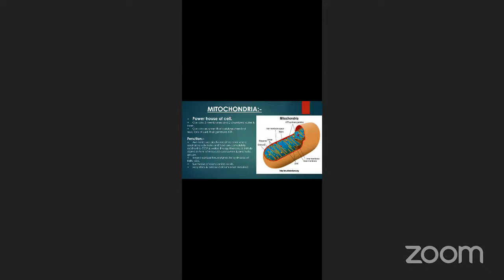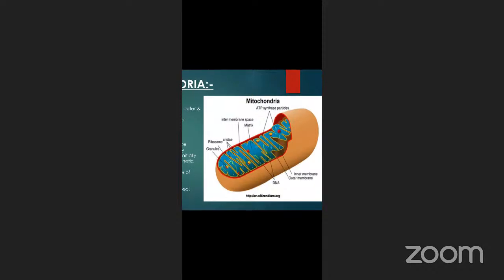Please mute your mic. So I will just show you the structure of the mitochondria. In the mitochondria, you have the intermembrane space, which is between the inner membrane and outer membrane. And you have DNA here, and the inner foldings are called cristae. Then we have ribosomes, granules, and matrix. And here we have ATP synthase particles.